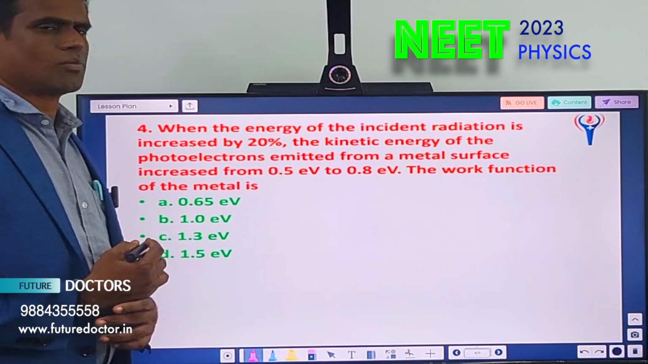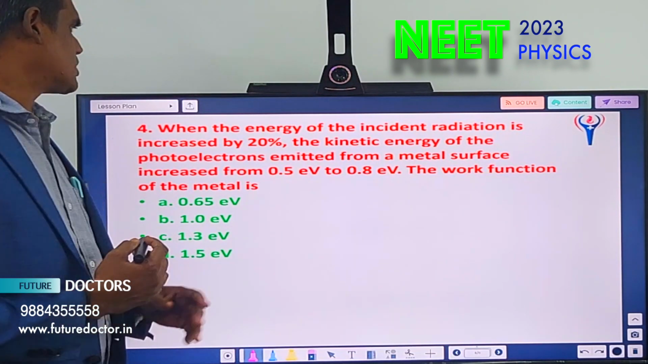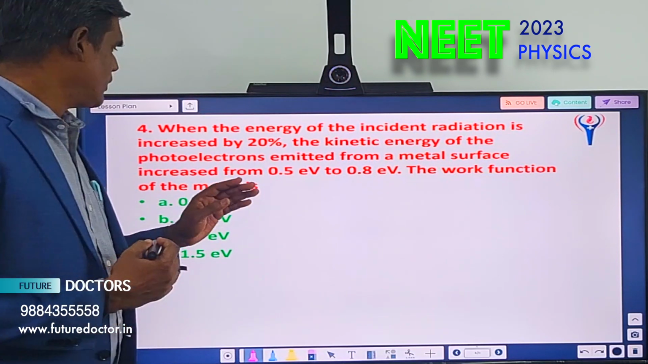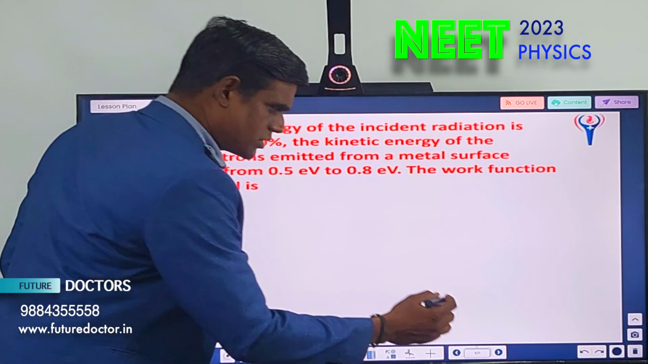Here also you should know the formula for work function in terms of potential and kinetic energy. By knowing the formula, that is the photoelectric equation, you will solve this question. Let's move to question number 5.